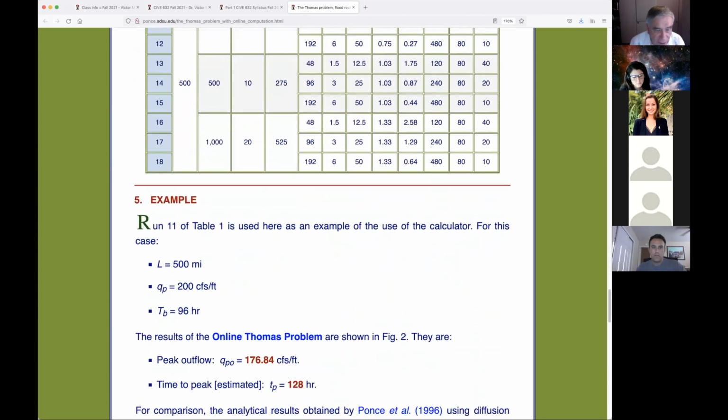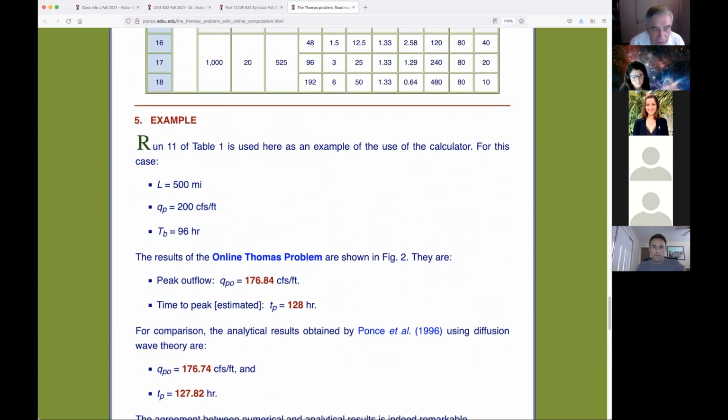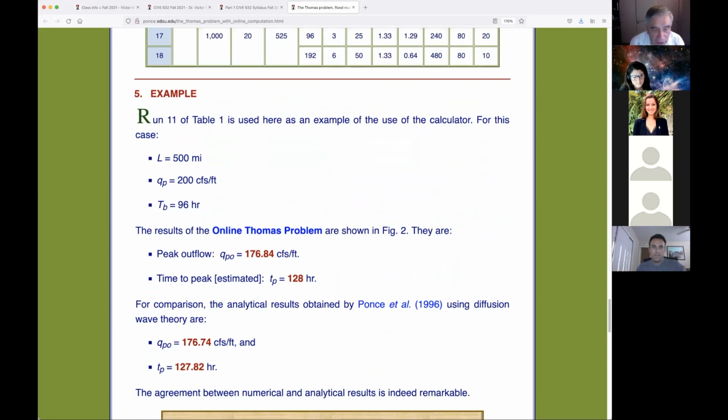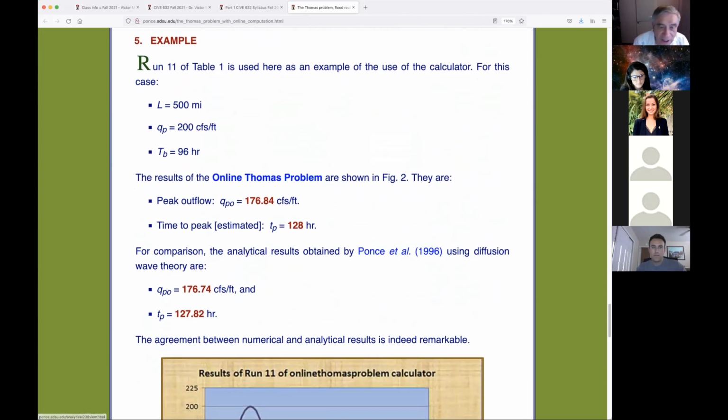So we have an example here: run example, an example for use of the calculator. We're going to run the standard value, L equal 500, Q equal 200, and T equal 96. That's the Thomas problem. So that should come out to 176. And it came up to 176.84. It's on that order, 176.5, on that order.